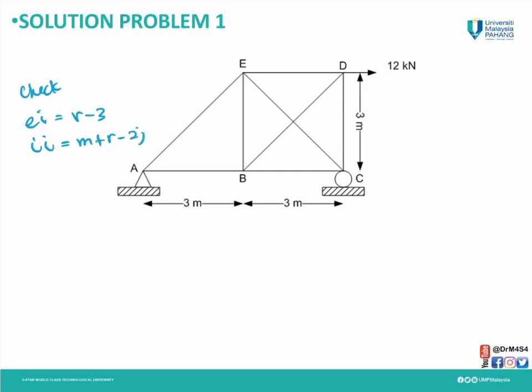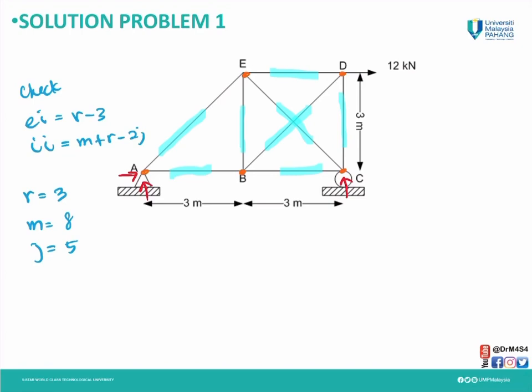For our truss, the reaction at the pin has Y and X, and the roller has just Y. So reaction R is 3. Number of members M is 1, 2, 3, 4, 5, 6, 7, 8. Number of joints J is 1, 2, 3, 4, 5.